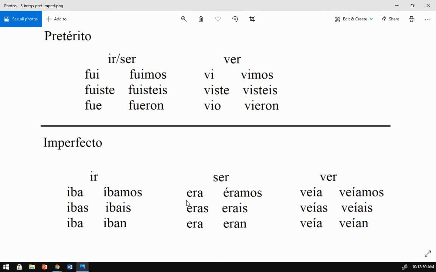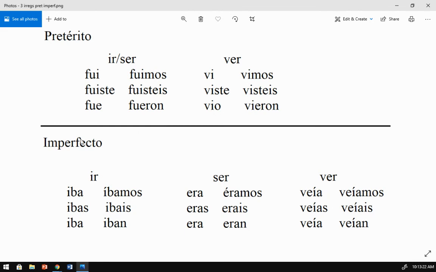And ver, as you know, means to see. Or maybe even to watch. So you could say like, yo veía SpongeBob todos los días. I used to watch SpongeBob every day. Versus yo vi SpongeBob anoche. I saw SpongeBob. I watched it last night. Vi, I watched it once. Veía, I used to. It was ongoing. Okay, or maybe even something in the background. She was watching TV. Ella veía televisión.